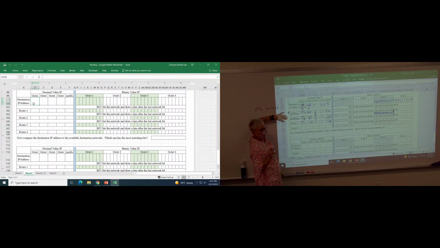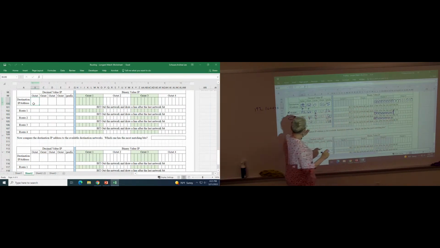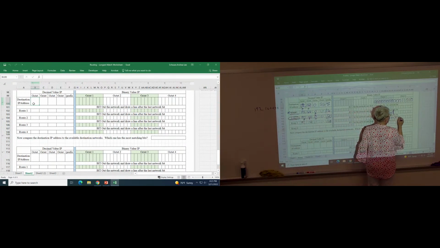Because it's longer. So which one's longer? Route 2 is longer so far, right? But I still have one more route that I've got to look at. I've got this one route where I need to look at how many bits? 28. I need to look at 28 bits. Okay, so the network address is 192.168.0.0.